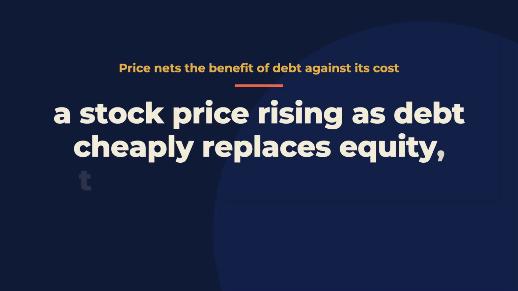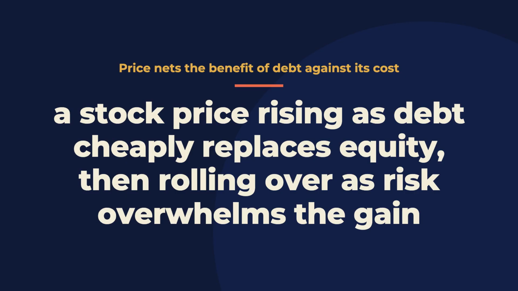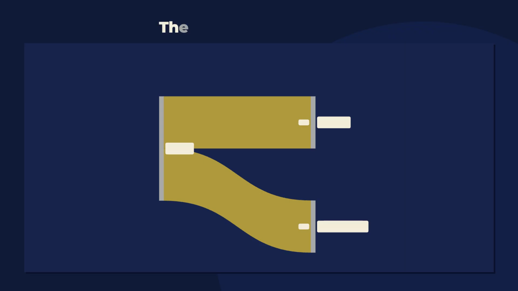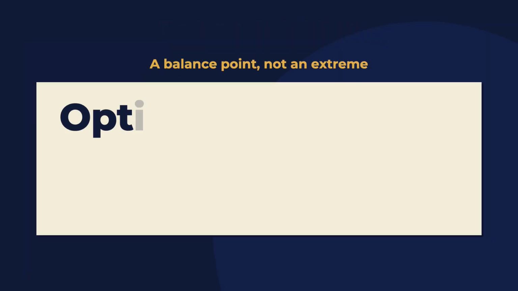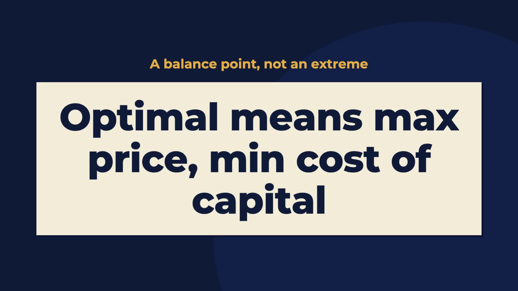A stock's price reflects both expected earnings and the risk-adjusted return investors demand. So it's the one number that captures both the benefit and the cost of leverage at once. That's why maximizing price, not earnings per share, defines the true optimum. As debt increases, cheap tax-favored debt initially lowers the blended cost of capital, but past a point, rising risk pushes that cost back up. The debt level sitting at the bottom of that cost curve is exactly the same level sitting at the top of the price curve. Optimal is a value word, not a risk word or an earnings word.